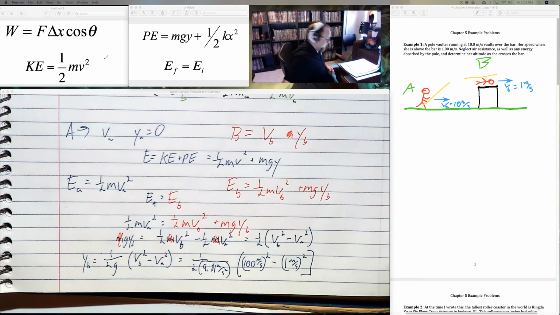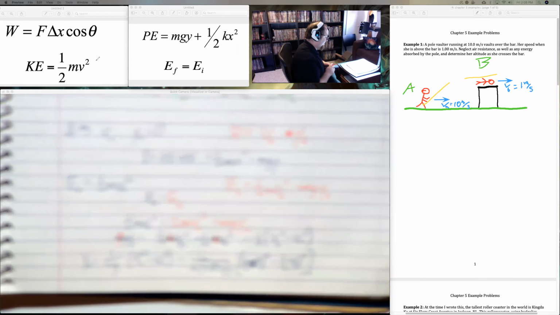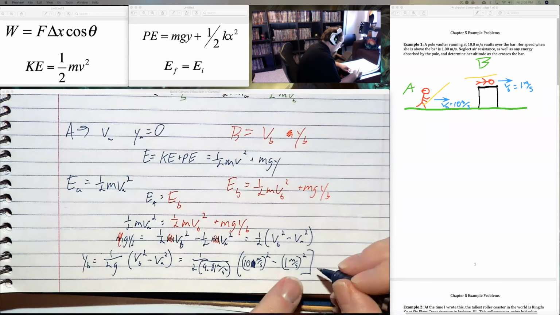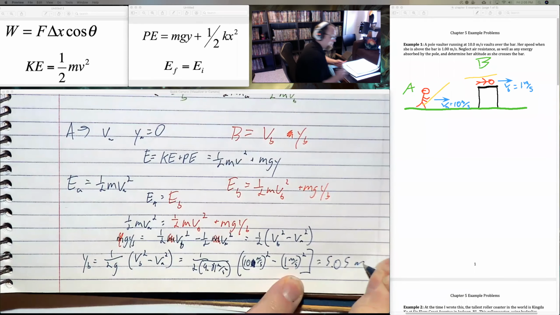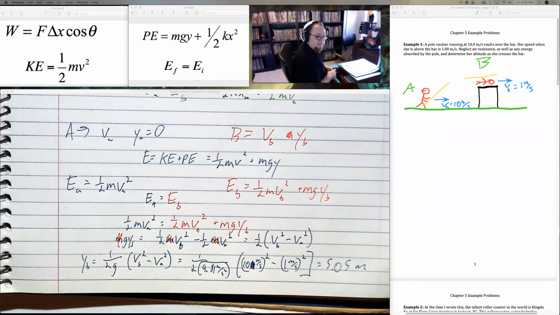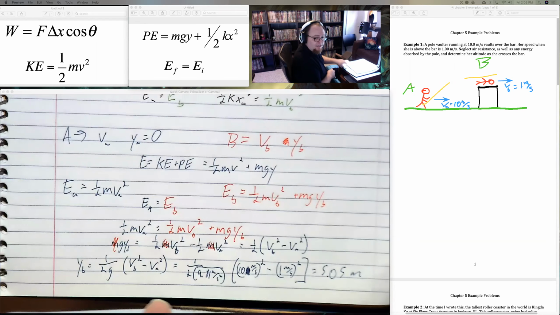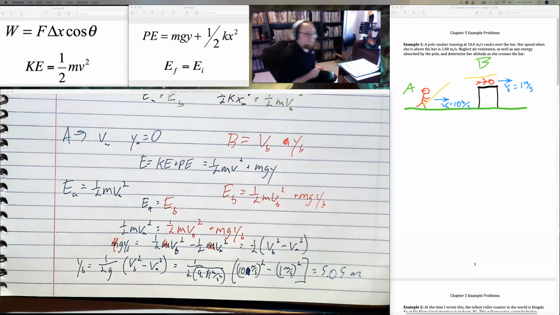So I wrote 100 meters per second squared. I meant 10. I squared it already in my head. 10 squared is 100. That's the general idea. I just write an equation for the energy at A, I write an equation for the energy at B, and I say that they're equal to each other. Once you do that, you just rearrange and solve, however you need to get whatever you're looking for. Any questions, though?